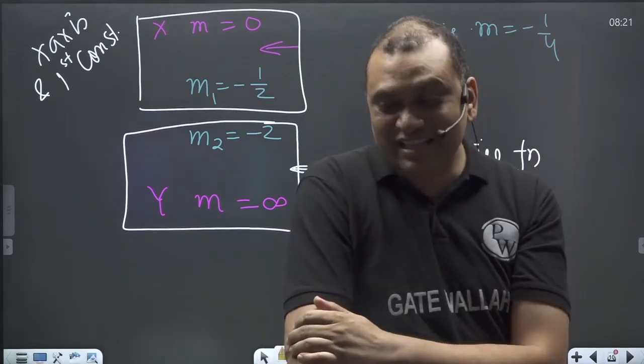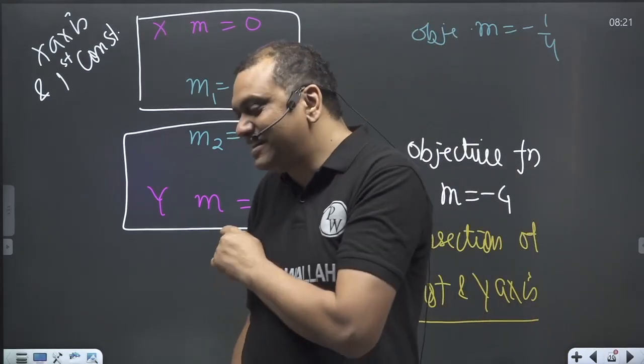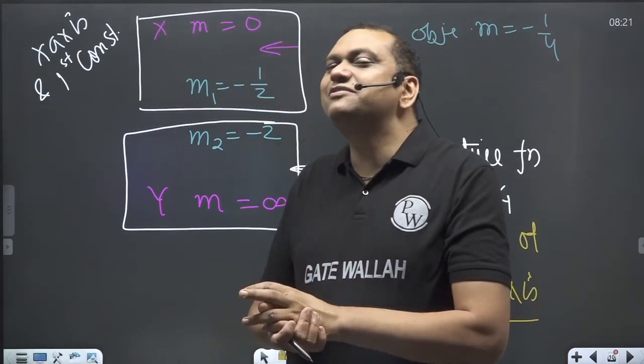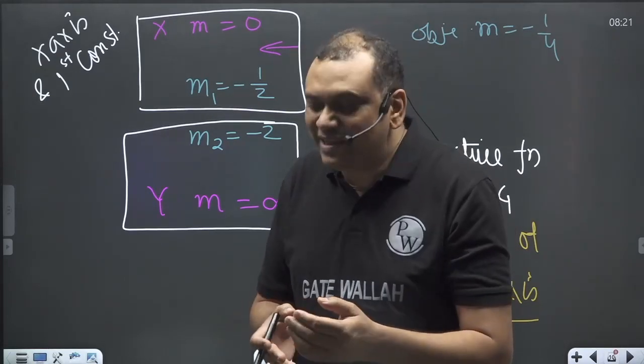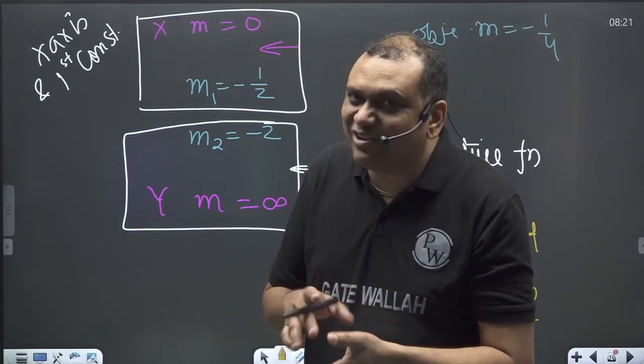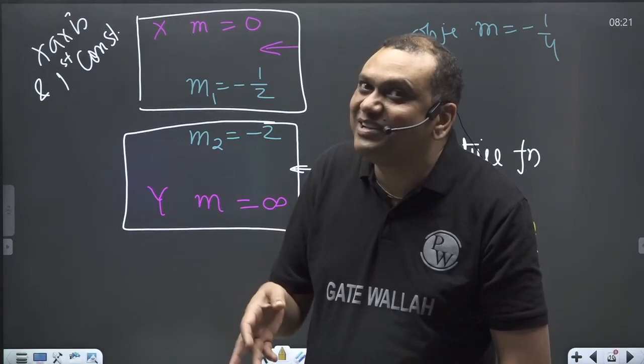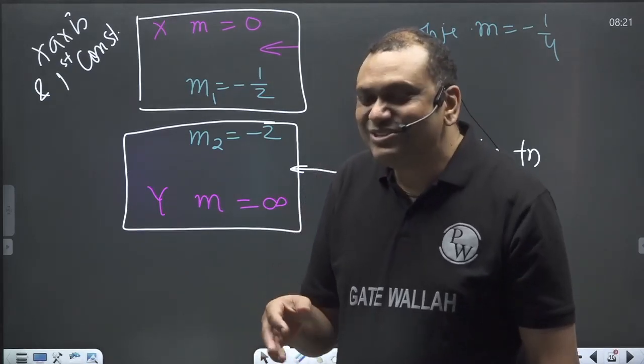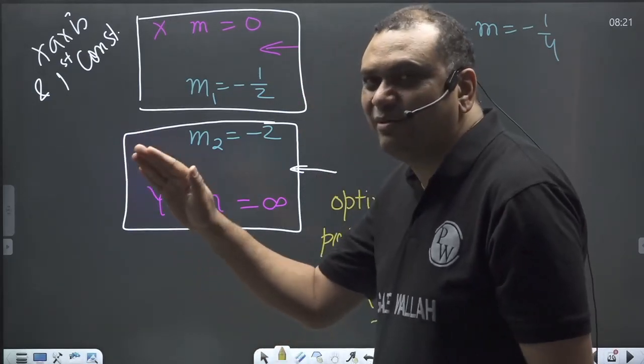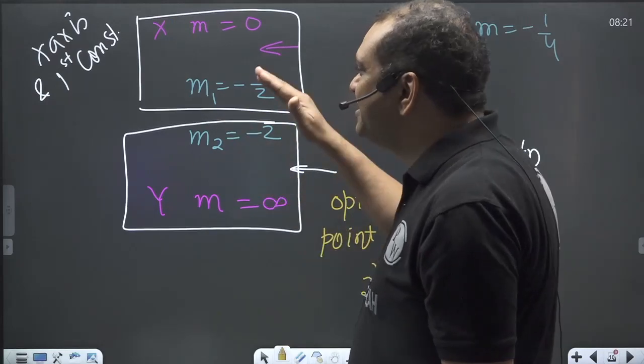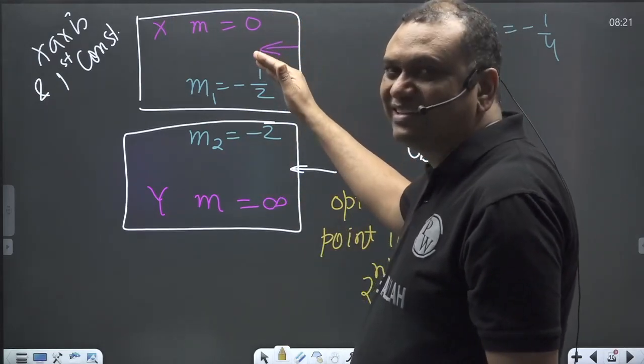Correct, na? I have seen one problem in GATE. It was a very good problem. By the slope method, whatever you have calculated, it was not falling in the feasible region. So keep on extending the objective function line. You have to see the farthest point. Okay, na?